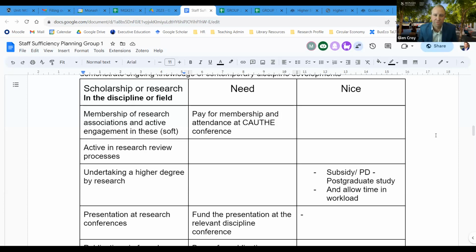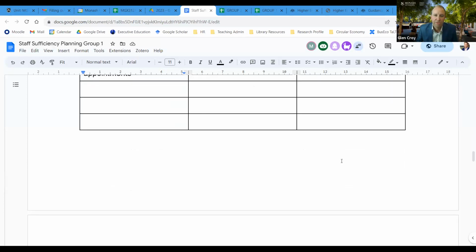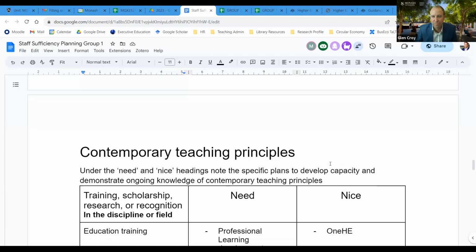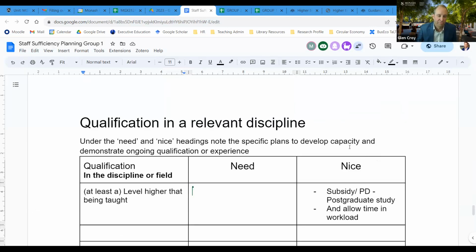So it's going to be important that the institution has policies or programs or plans which can support staff to ensure that they've got ongoing contemporary knowledge of developments in the discipline or field, that they've got ongoing contemporary knowledge and skills within teaching, learning and assessment principles, and that they've got a qualification in a relevant discipline that is higher, and if not, that they've got an assessment process for equivalence. And again, that equivalence should be demonstrated at a high level and be ongoing. So it's very important for the institution to create that environment.